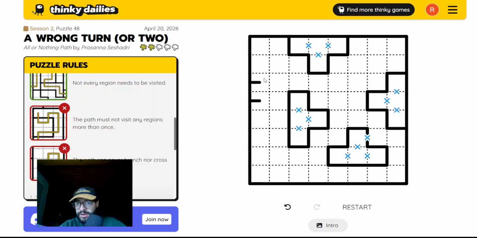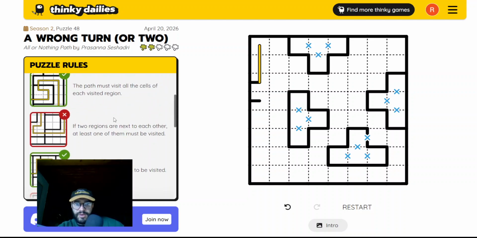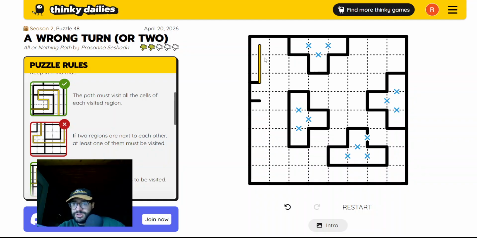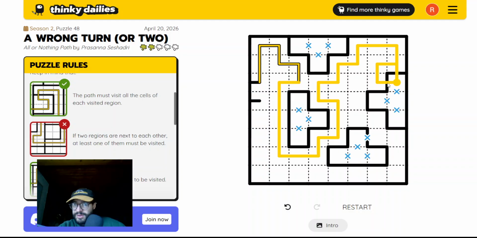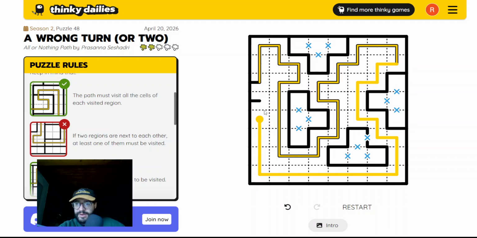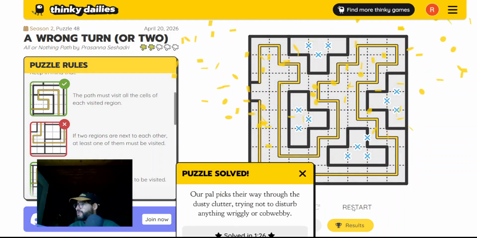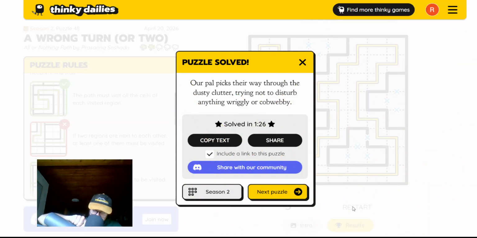I'm already having issues here. If I go up, yeah, because we have to visit the entire region, right? Yeah. All the cells of each visited region, yes. Okay, then we have to go like this and like this. There we go. Now, okay, now it makes sense. I was a bit afraid. No, what am I doing? Back. Like this, and now we go around. Easy.